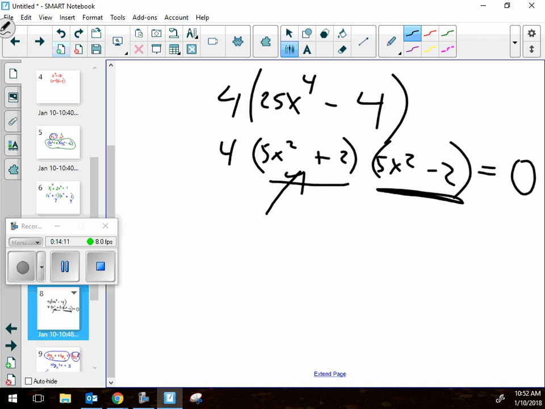Now, some people include the 4 when they're doing this. You should not. You just set 5x squared plus 2 equal to 0. 5x squared equals negative 2, etc. Finish it off. See if you can get it right.